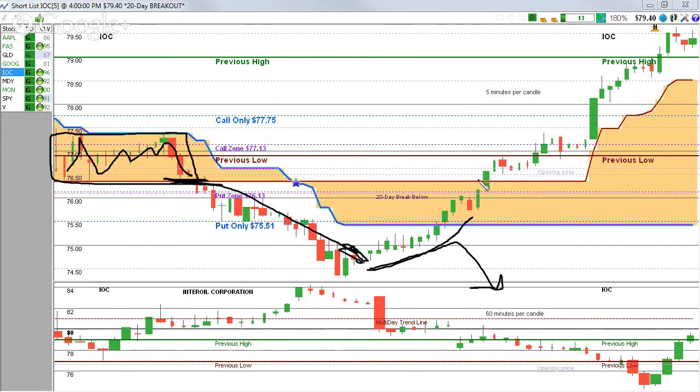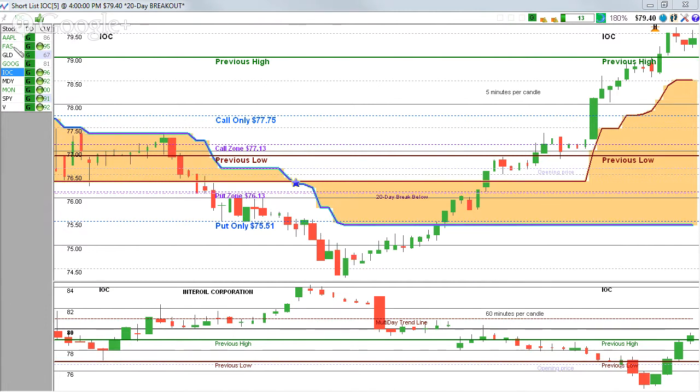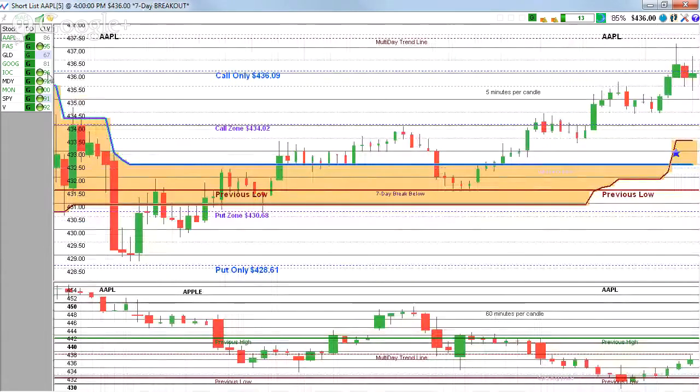So if it breaks above, in this case, this tinted area, and then you're riding along that way, you have a better chance to make money. So I'm going to go back to some of these other stocks that we looked at and just say, well, let's see how that worked again.